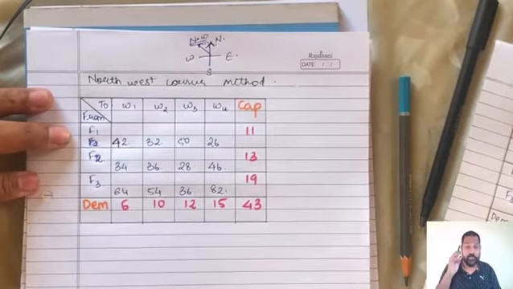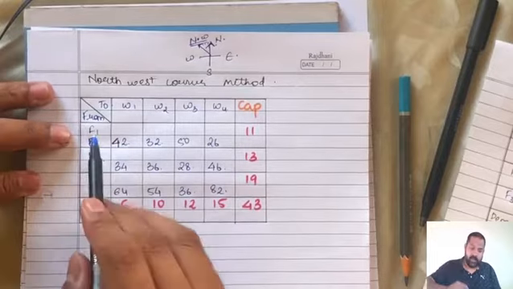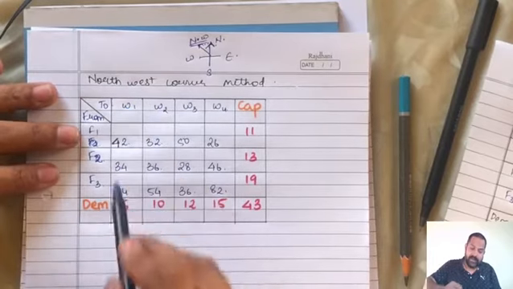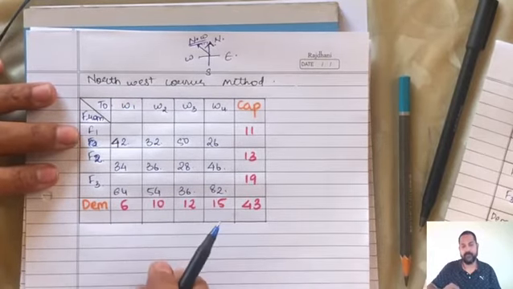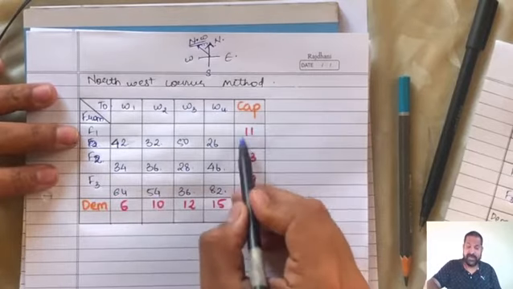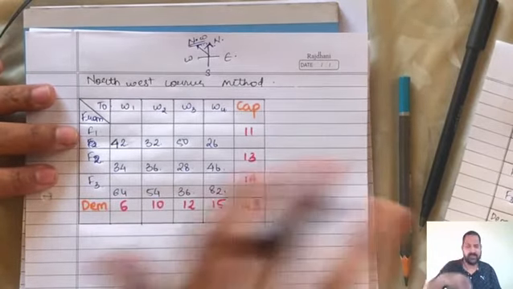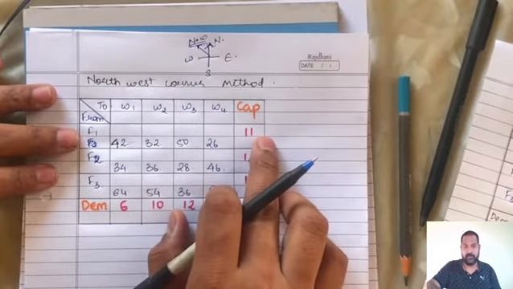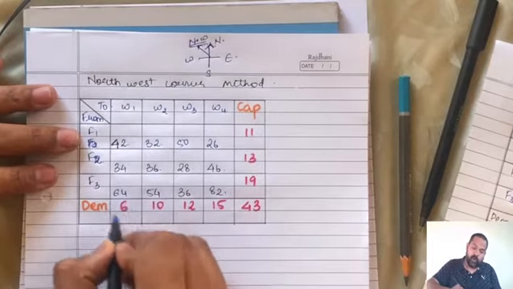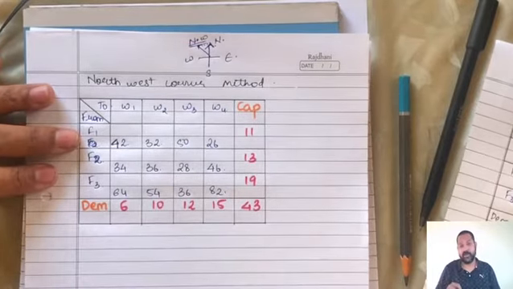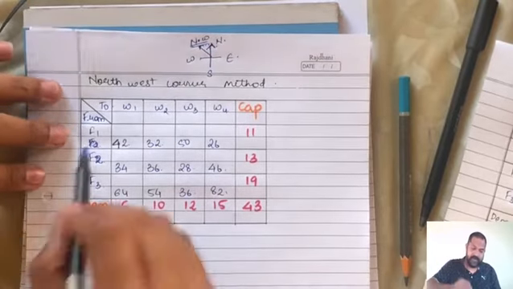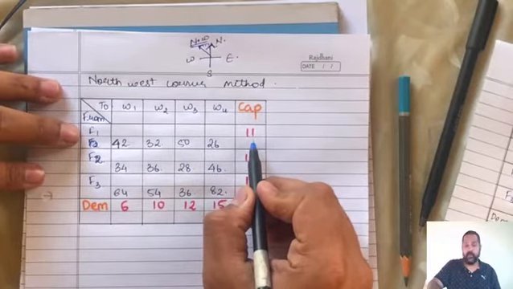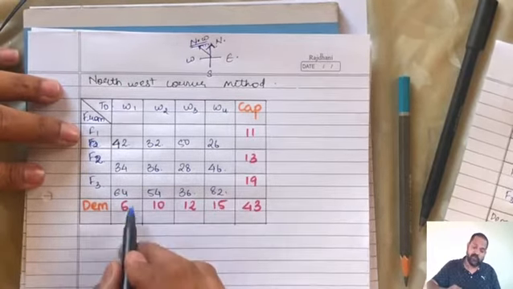Okay, what do you need to check? You need to check what is the capacity of F1 and what is the demand of W1. The capacity of the first factory is 11 units, I know in thousands, but 11. And what is the demand of warehouse 1? The demand of warehouse 1 is 6 units.